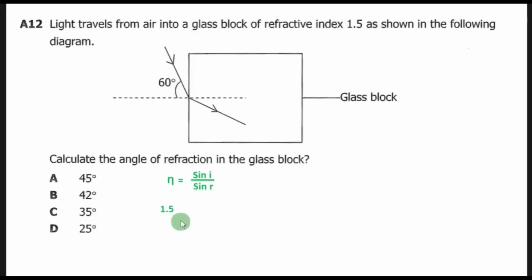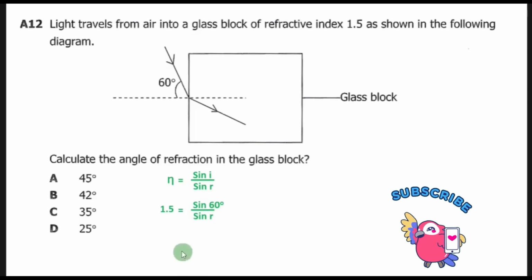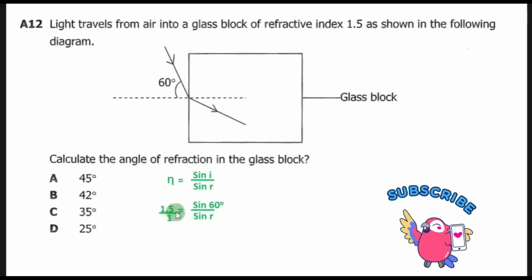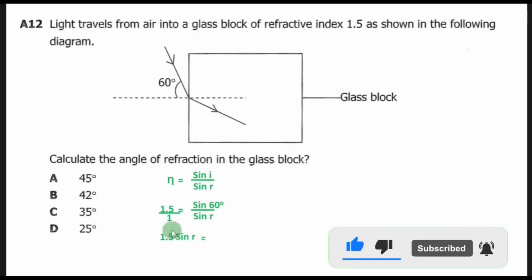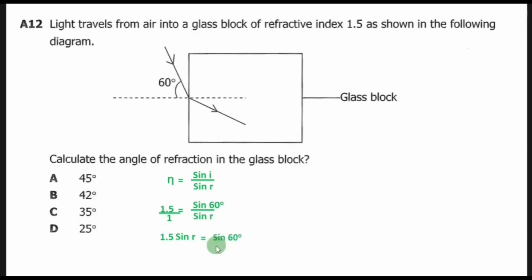Now we know the refractive index is provided as 1.5. So 1.5 is equal to sine of the angle of incidence, which is 60, divided by the angle we don't know, which is the angle of refraction we are trying to find. So we'll write it as it is. Then we need to make this the subject of the formula. So we say divided by 1, then cross multiply: 1.5 times sine r, you have 1.5 sine r, equals 1 times sine 60, you have sine 60.